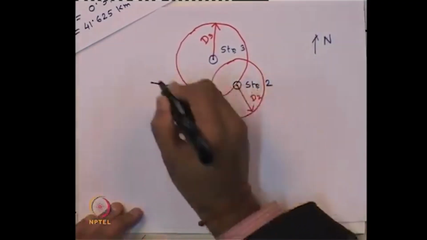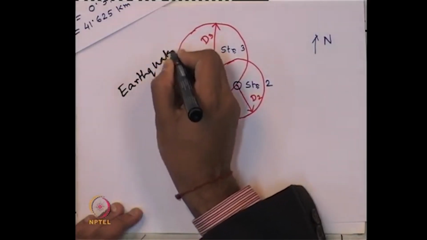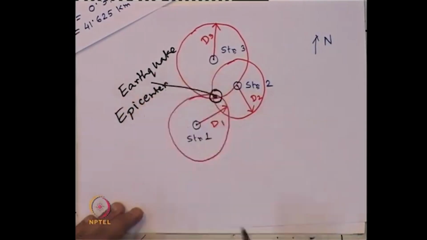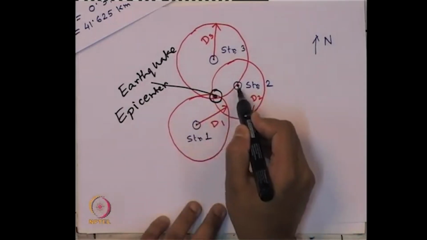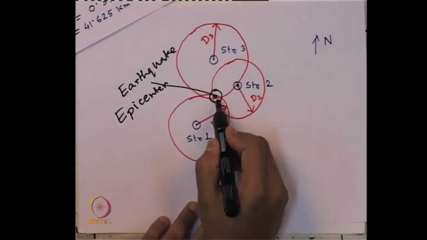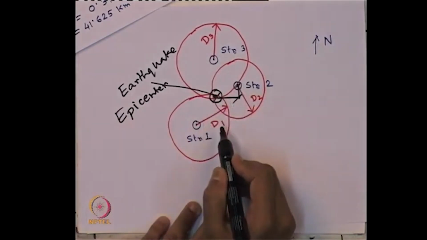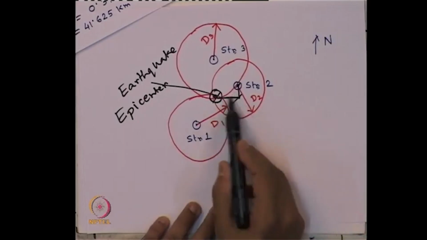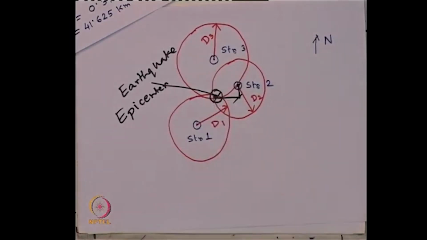So, this is our earthquake epicenter. Now, how to locate its latitude and longitude? Station 2 is our reference point. Corresponding to that, you find out the distance in this direction and this direction. That corresponds to how many degrees and minutes, which will give you the latitude and longitude position of the earthquake epicenter. So, that is the answer to this problem, how one can find it out.